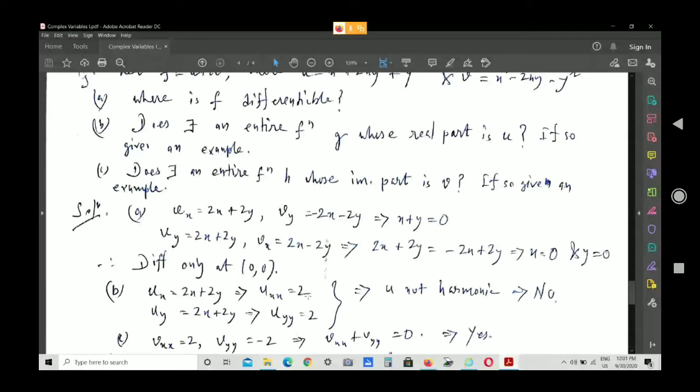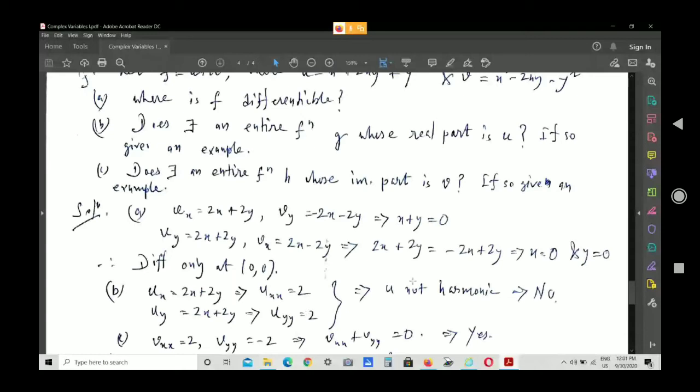So u_xx means again you take the partial derivative with respect to x. The derivative of 2x is 2, and y is treated as a constant, so its partial derivative becomes 0. You have u_xx equal to 2. Similarly, u_yy is also 2. So you take their sum, u_xx plus u_yy, it becomes 2 plus 2, 4, which is not equal to 0.